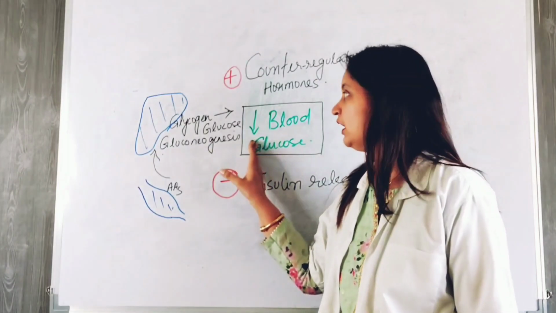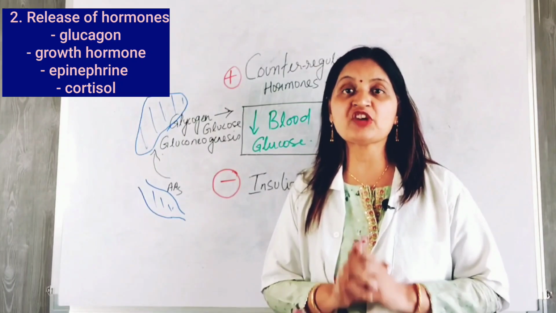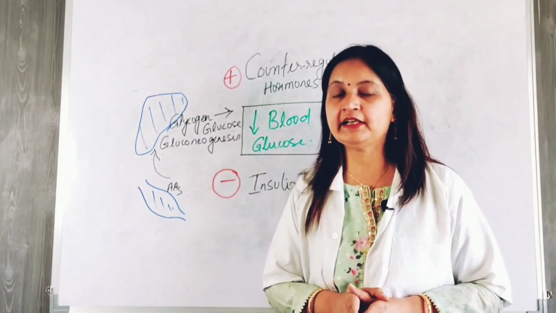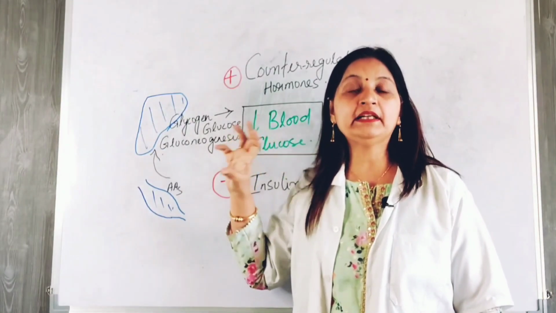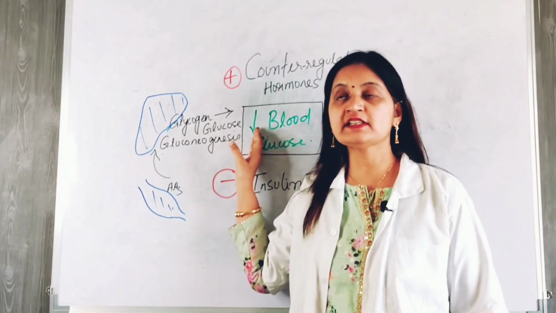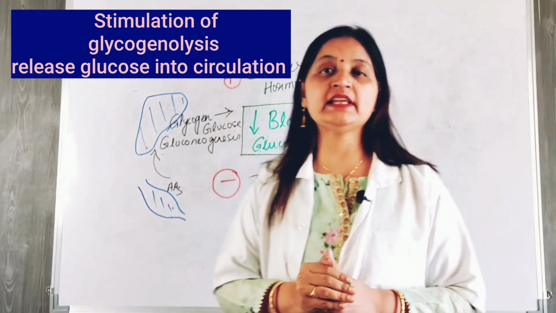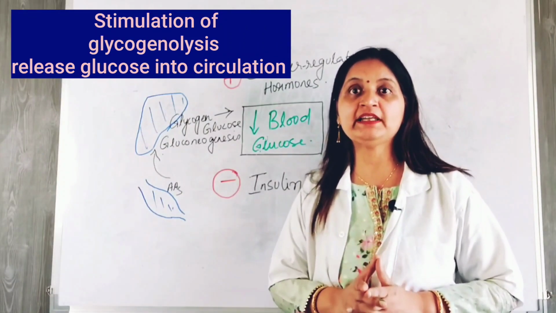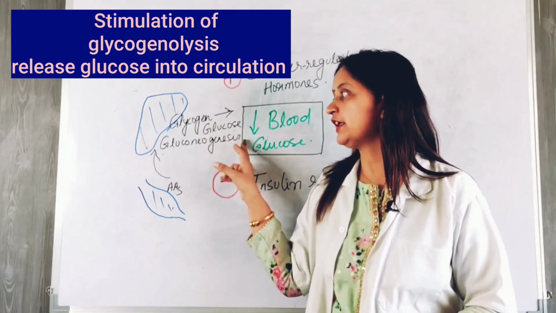normal blood glucose level. Also, to maintain normal blood glucose level, several counter-regulatory hormones such as glucagon, epinephrine, growth hormone and cortisol are secreted, and these help to raise the blood glucose level to normal and maintain it. In response to a decrease in blood glucose level, the glycogen which is stored in the liver gets converted to glucose and is released into the circulation. So there is stimulation of glycogenolysis by stimulating the enzyme glycogen phosphorylase, and glucose is released into the circulation.